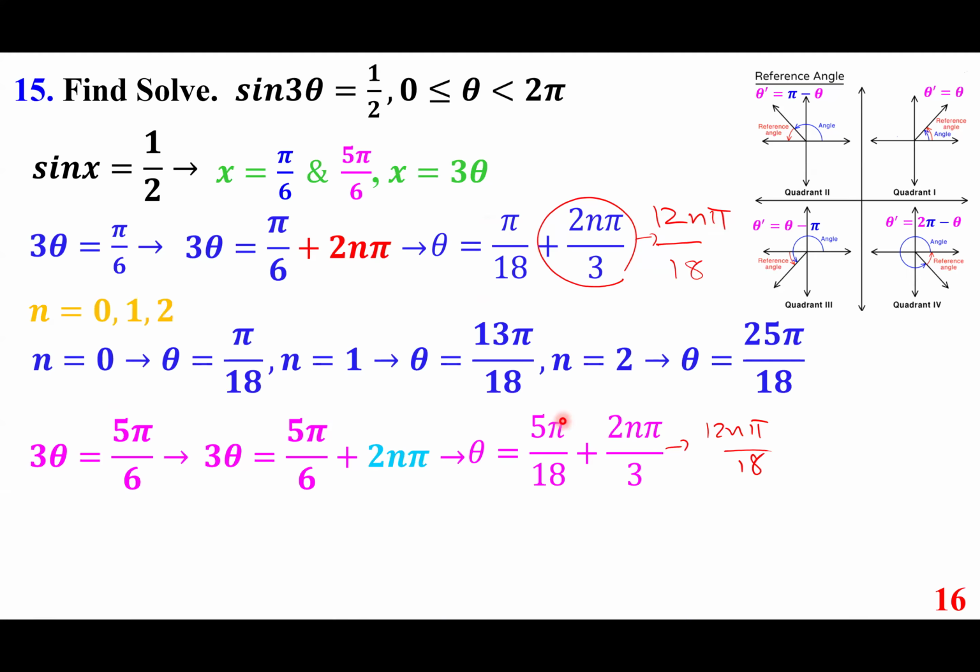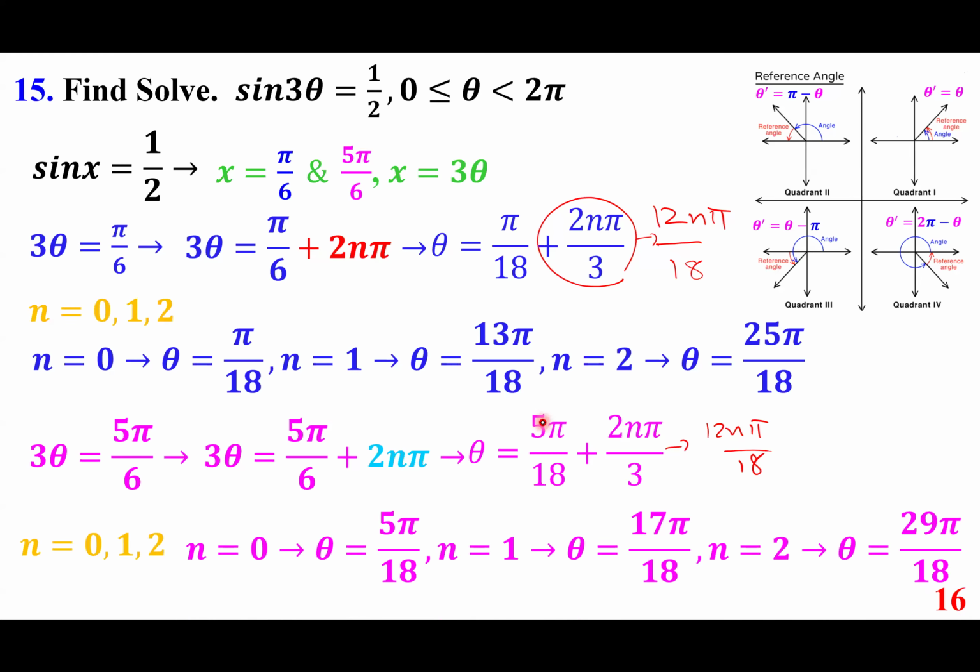Now let's try it here. If I put 0, I get 5 pi over 18. If n is 1, 12 and 5, 17 pi over 18. If n is 2, 24 and 5, 29 pi over 18. And again, if you go beyond that and you put 3, it goes over the complete revolution. And we're done. And of course, if they say find all solutions, for each one you add 2n pi.